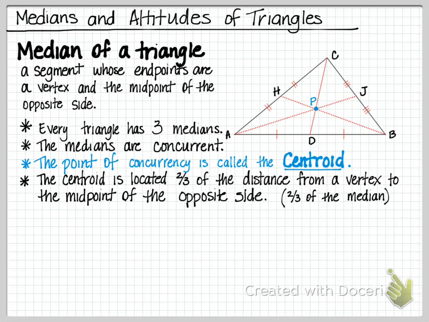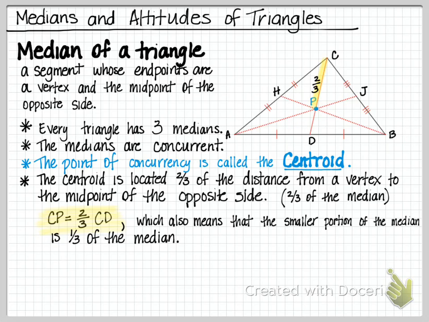Now, the centroid is located 2/3 of the distance from a vertex to the midpoint of the opposite side, meaning it's 2/3 of the median. Well, it's kind of difficult. Let's look at that again. This CP, which I highlighted, is the longer portion from C to P. This portion is 2/3 of the entire median. So if I knew the length of CD, I could multiply that by 2/3 and find the length of CP.